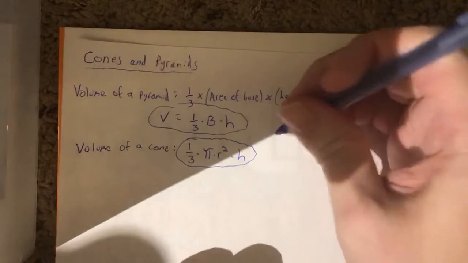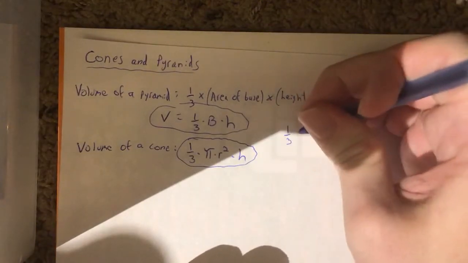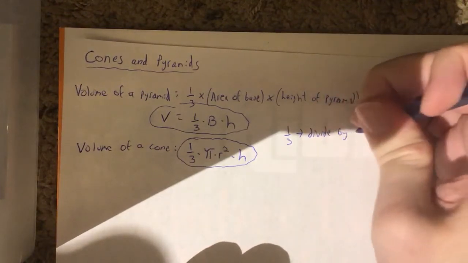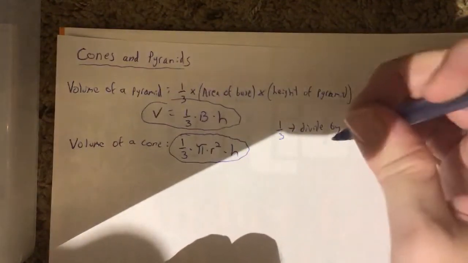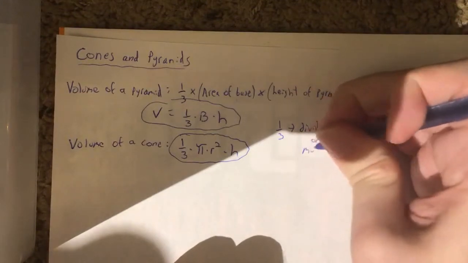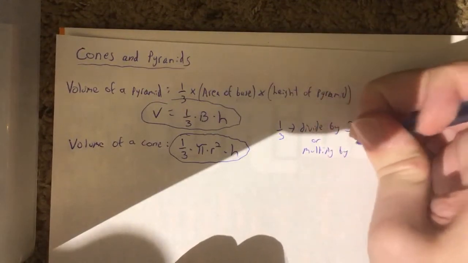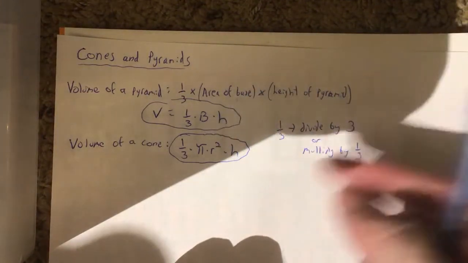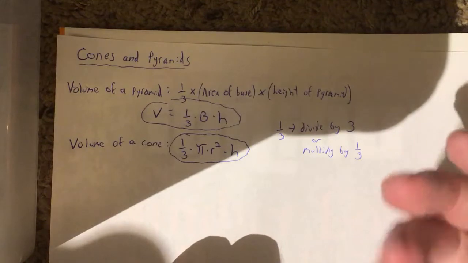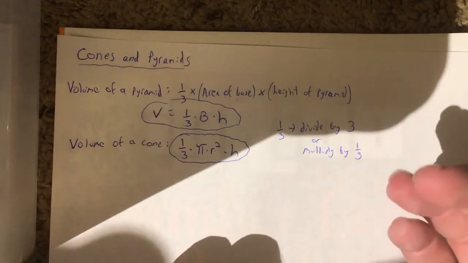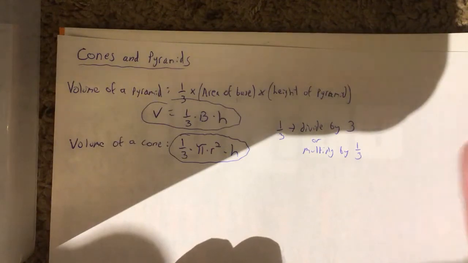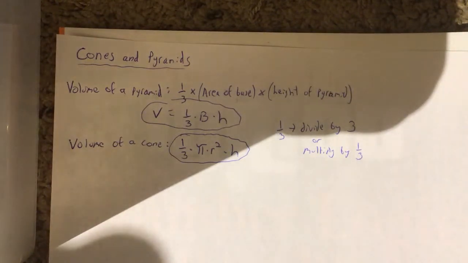And remember, 1/3 just means divide by 3 or multiply by 1/3. So there's 2 ways to do the 1/3. You can put in the 1/3 or you can just divide by 3 at the very end. Both will give you the same answer. So if I had to do 1/3 of, say, 30, I could do 1/3 times 30, which is 10, or 30 divided by 3, which is 10. So let's get into some examples now.